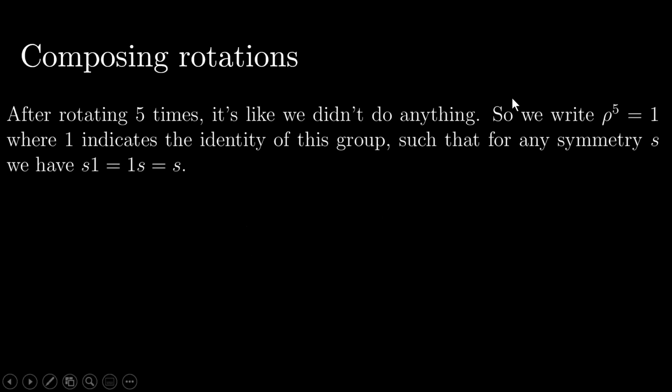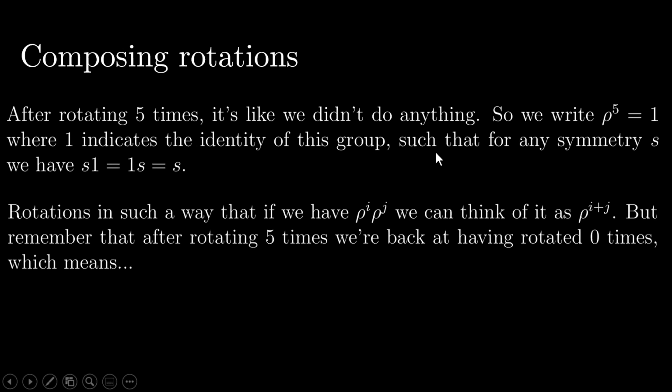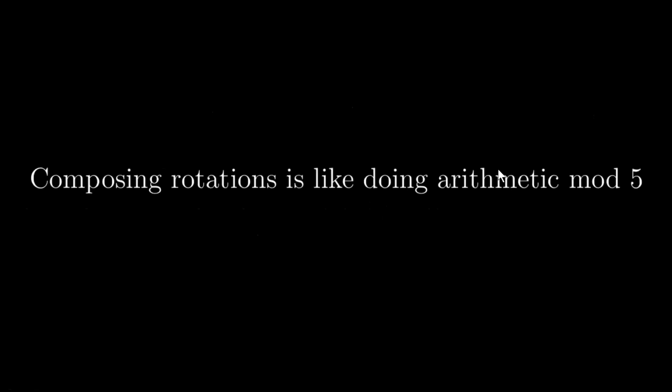Right, so if we rotate 5 times, it's just like we didn't do anything. So if we write rho to the 5th power, that just means doing rho 5 times. This is the identity, okay? And since rotations add on top of each other, but rotating 5 times brings you back to the start, this means that composing rotations is just like doing arithmetic modulo 5, which we know from Math 102. We just reduce by finding the remainder after division by 5.